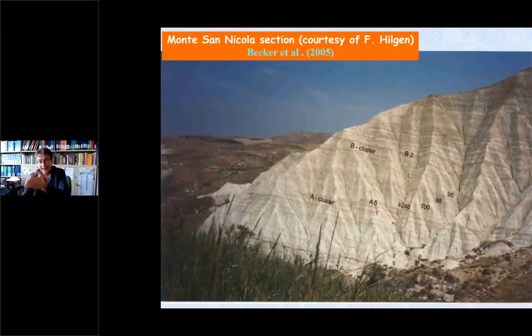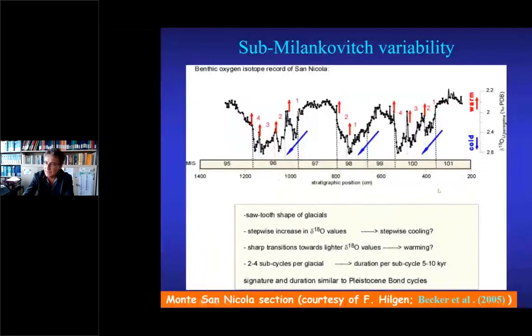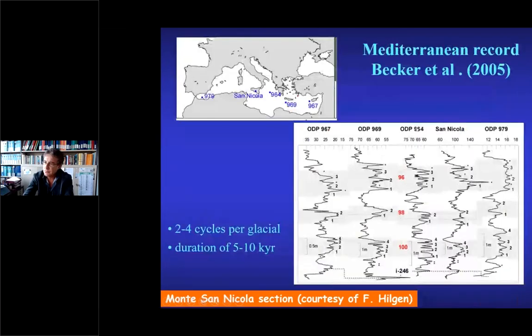Monte San Nicola, Gela was also studied by the Utrecht team. This is a paper published by Becker, where they studied what corresponds to Nicola bed A5. They studied this interval, where they recognized strong changes in delta O18 due to cold and warm periods. And they recognized sub-Milankovitch cycles. They compared Monte San Nicola with other ODP sites, and they found a good correlation between the different places in the Mediterranean Sea.